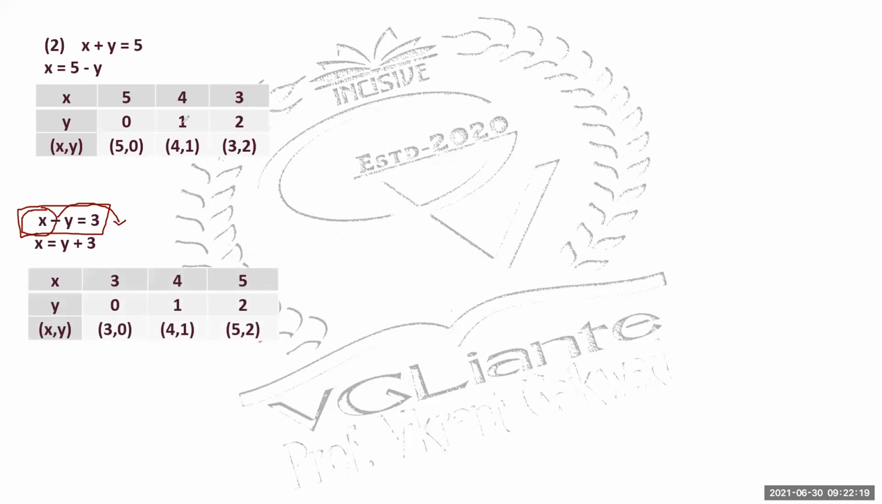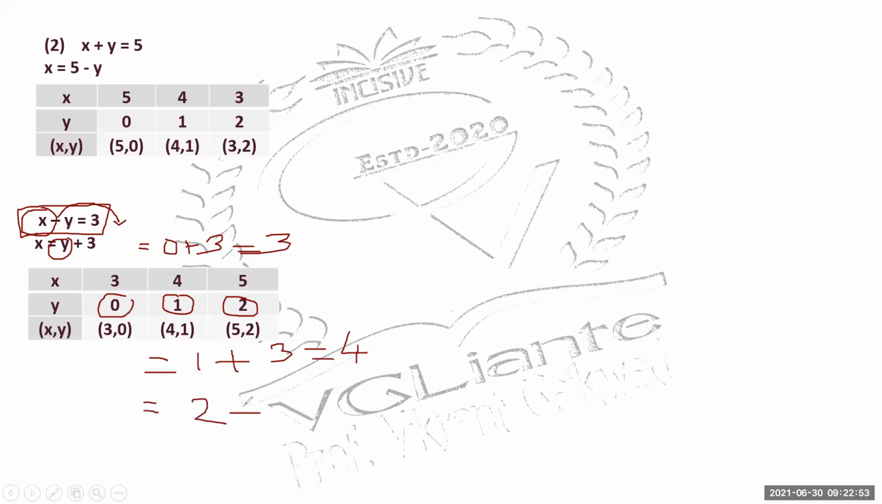Very simple values. Again, I have told you that always keep these values of the substitution simple. Check 0, 1 in place of y. So that is equal to 0 plus 3, that is equal to 3. Next is 1 plus 3. That is equal to 4. And next is 2 plus 3. That is equal to 5.